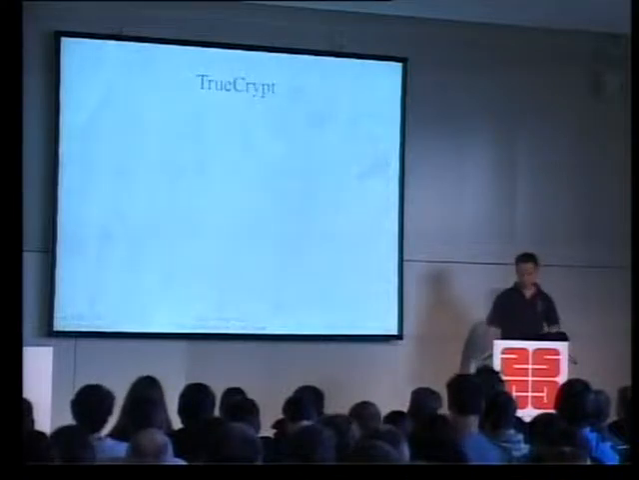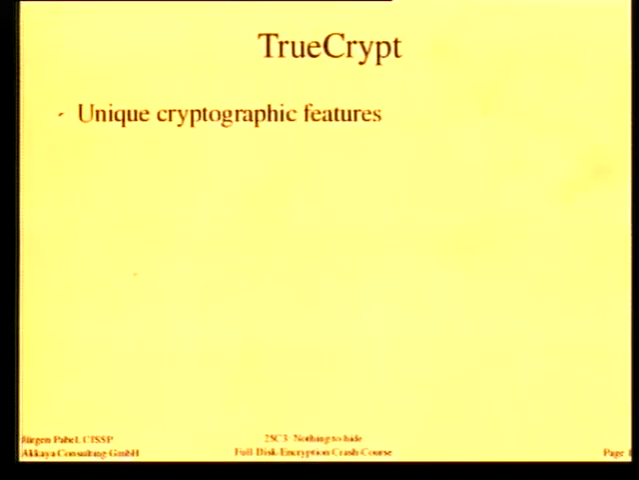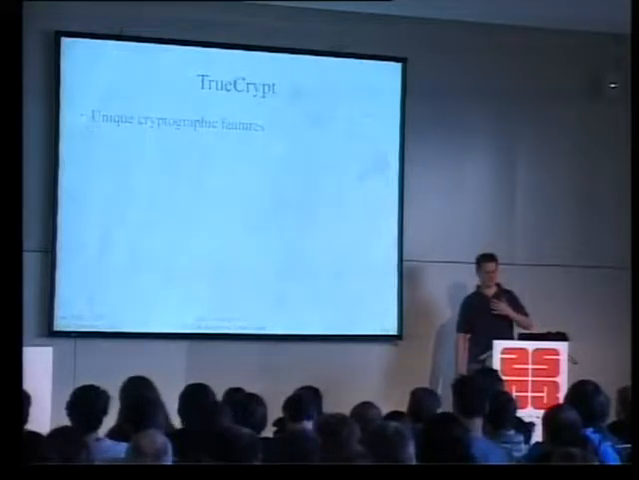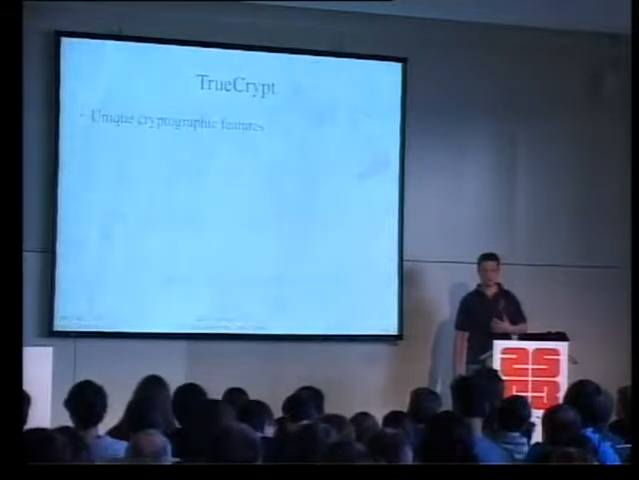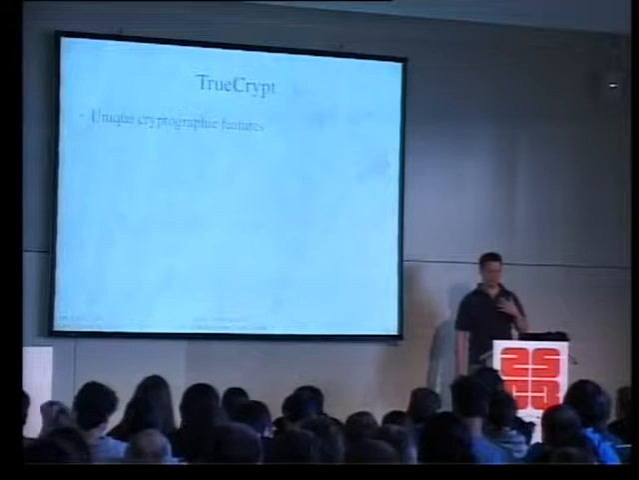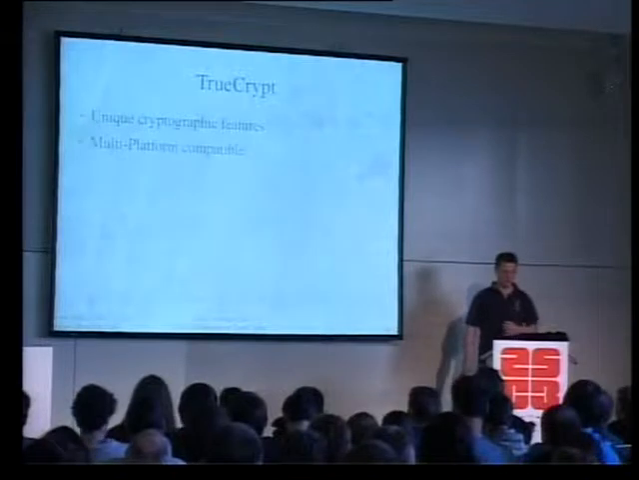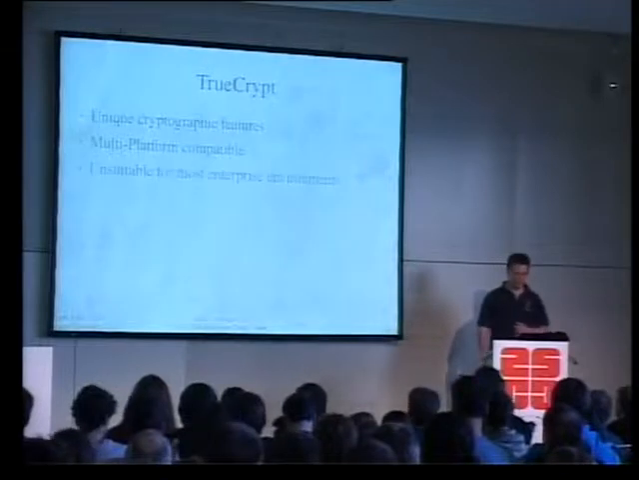So now we go into a little segment that focuses on open source, TrueCrypt. It has unique cryptographic features. I've already mentioned hidden operating system support. It's also pretty much the only full disk encryption product out there that has its on-disk layout set up so that you cannot deduce that there is encrypted data on it. So if you don't have anything pointing to there being data on it, you won't know that there is data on it. You won't be able to prove it. It's multi-platform compatible, runs on Linux and OS X and whatever else.